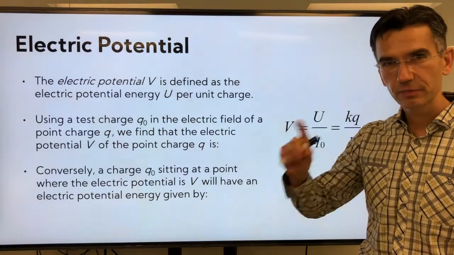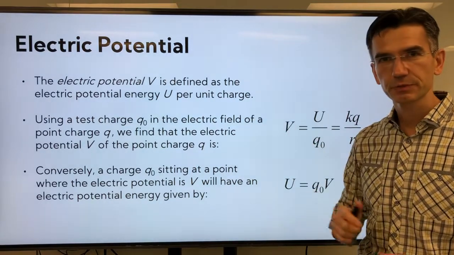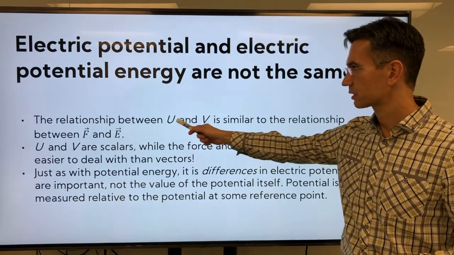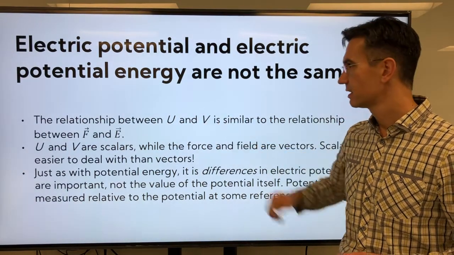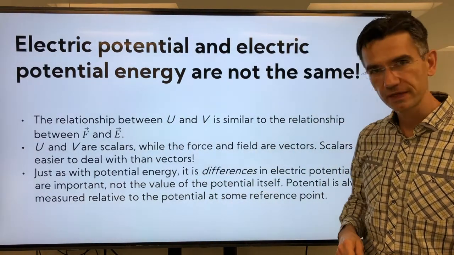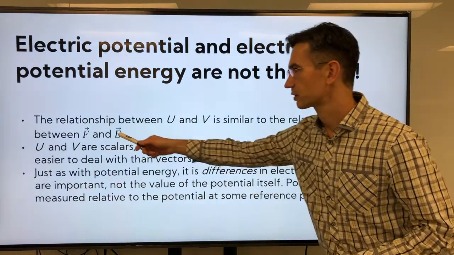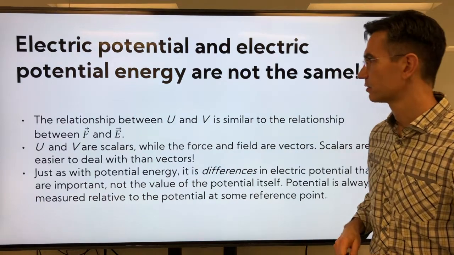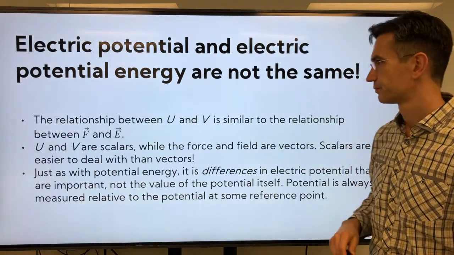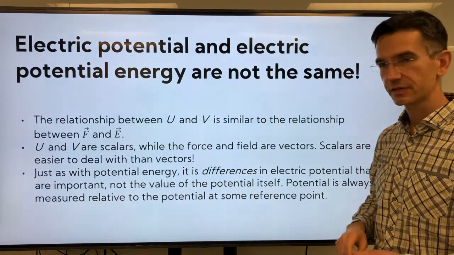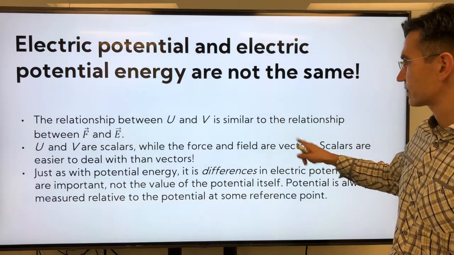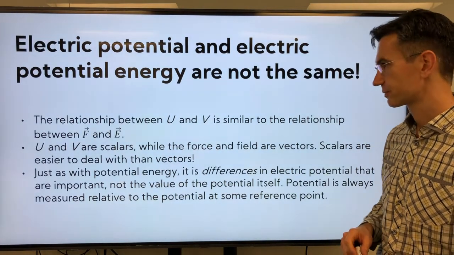So, an important thing to understand here, the electric potential and the electric potential energy are not the same thing. And in fact, the relationship between the electric potential energy U and the electric potential V is the same as you have between the electric force F and the electric field E, where the electric force is the charge times the electric field, and we now know the electric potential energy is charge times electric potential. U and V are scalars, so the electric potential energy and the electric potential are scalars, and so they're easier to deal with than vectors.